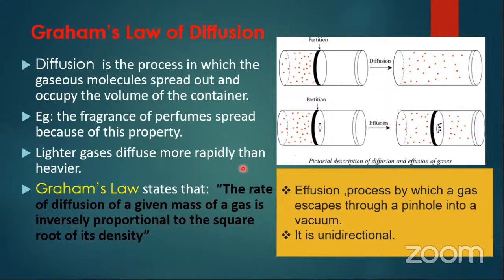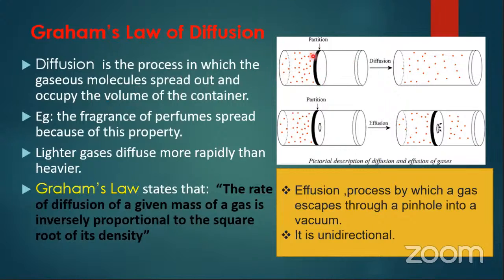So the next law is called Graham's law of diffusion. First of all, what is diffusion? Diffusion is a process in which gas molecules spread out and occupy the volume of the total container. You all experience this in your daily life. If you spray perfume from one corner of the room, that perfume will spread throughout the room. The fragrance of the perfume spreads because of this property. So diffusion is a process in which gas molecules spread throughout the container and occupy the total volume.